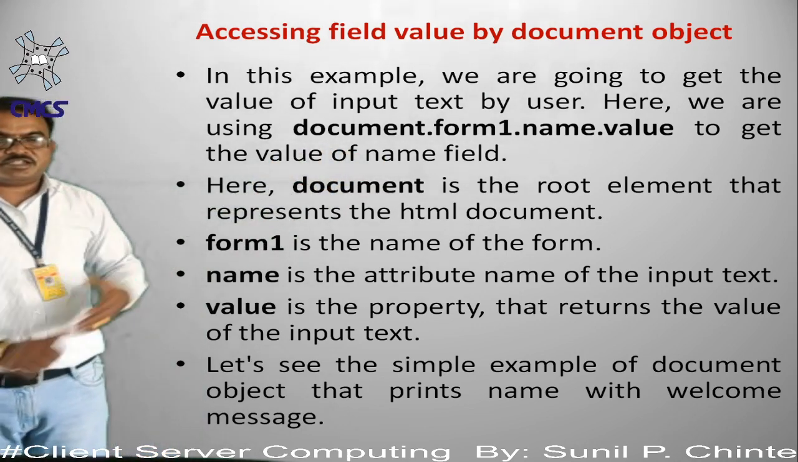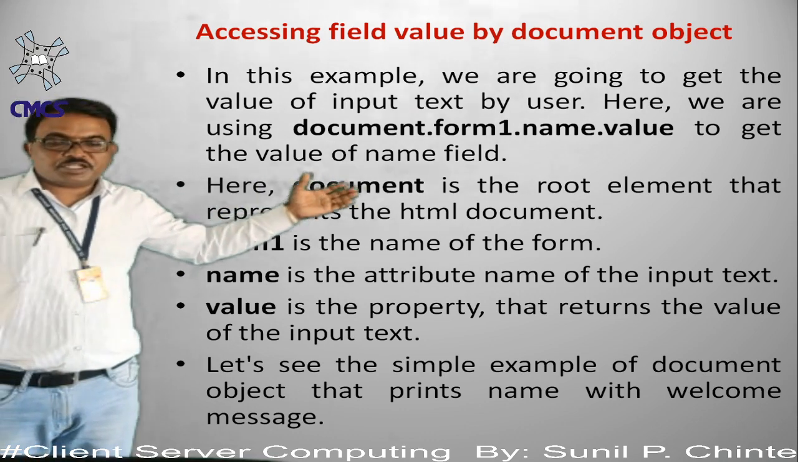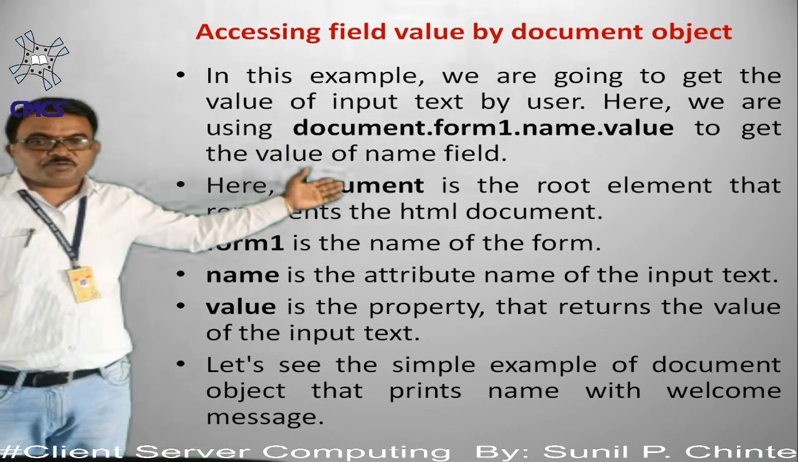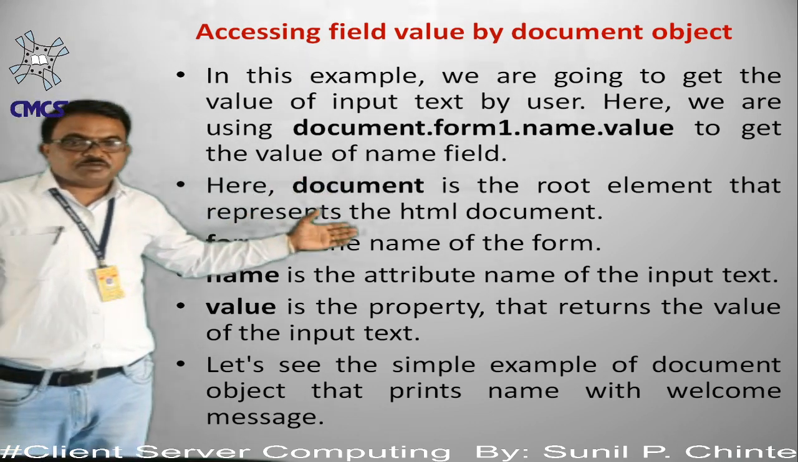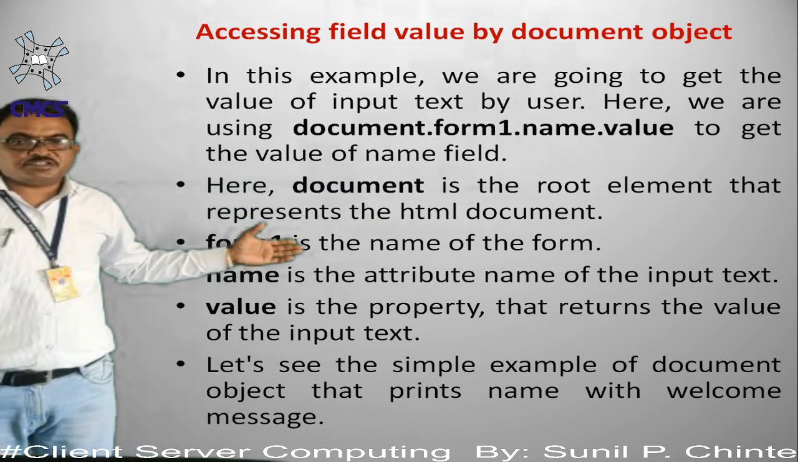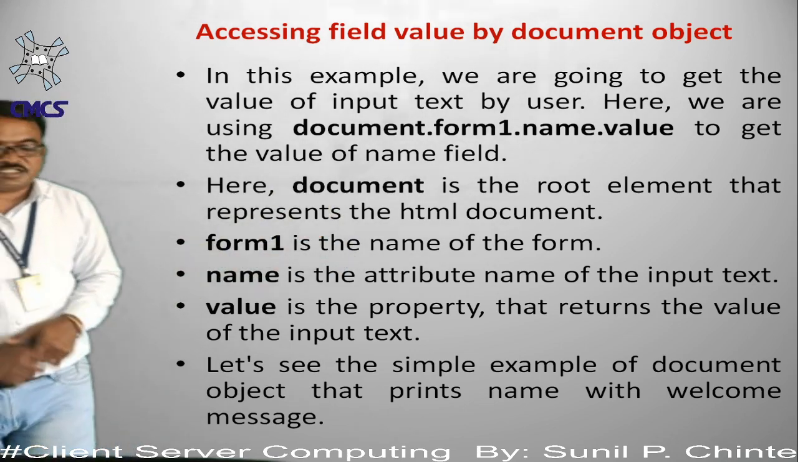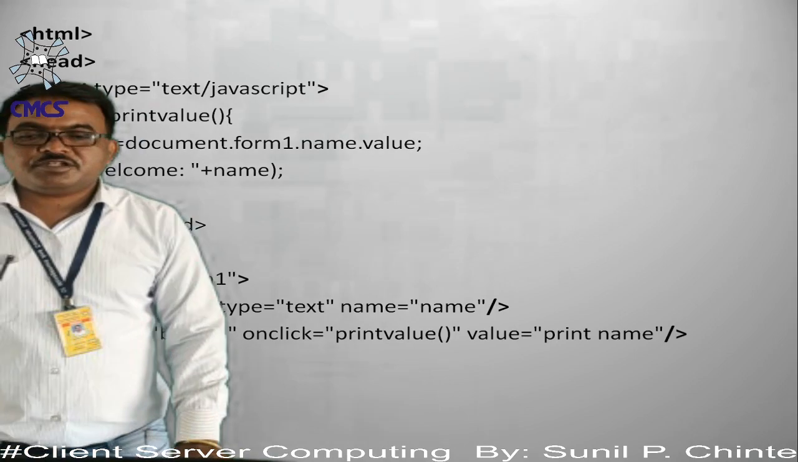Here the document is the root element, form is the name of the form, name is the attribute name of the input text, and value is the property that returns the value of the input text. Let's see the example of how it works.